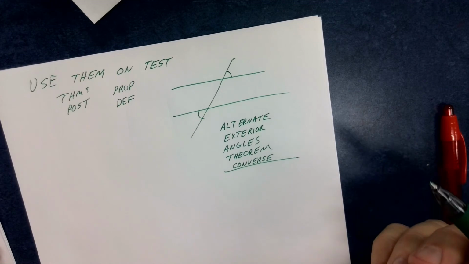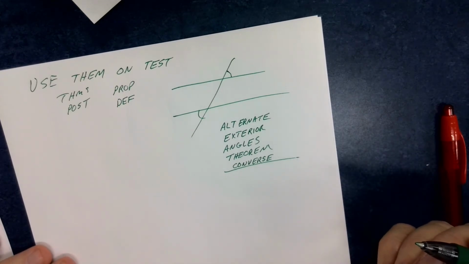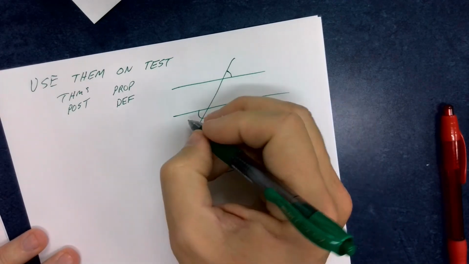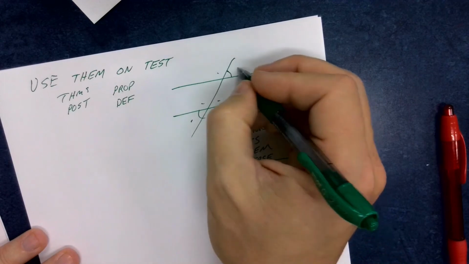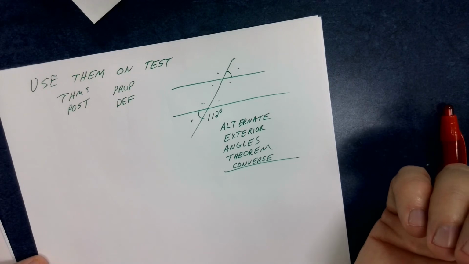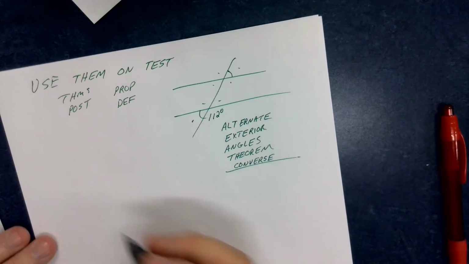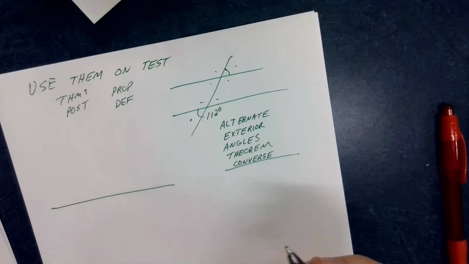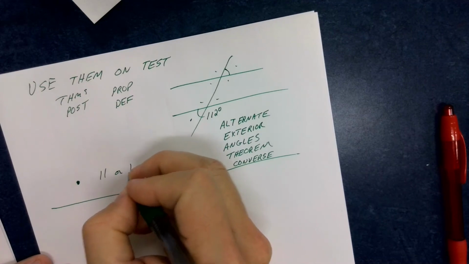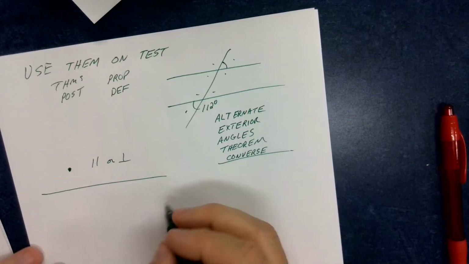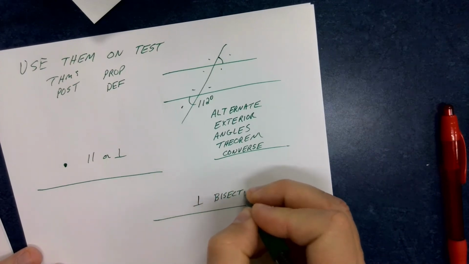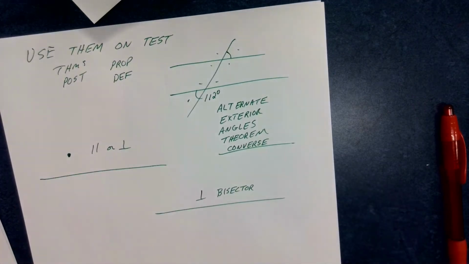So there's going to be some stuff like this. There's going to be some things about if I give you that this is 112 degrees, what's this angle, this angle, this angle? What are all those other 7 angles, and why are they what they are? So stuff like that. There's going to be constructions. So constructions: a line either parallel or perpendicular to a given line through a point, and maybe a perpendicular bisector construction. So make sure that you know those ones from the videos.